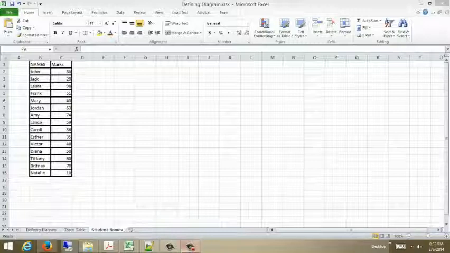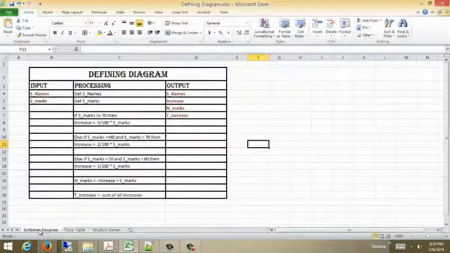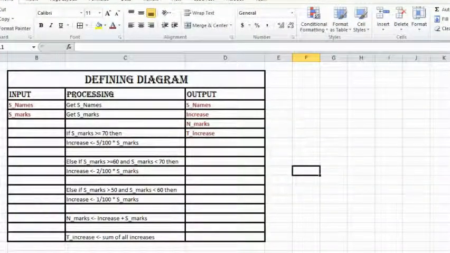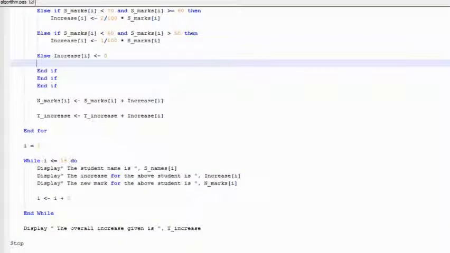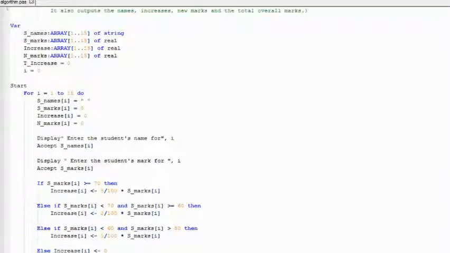So let us look at the defining diagram quickly, just to review. We have our defining diagram with the inputs, our processing, which we use in the algorithm, and our outputs. And if we look at our algorithm, here we can see that the algorithm is a very close copy of our defining diagram. So now we're going to look at attempting the trace table.